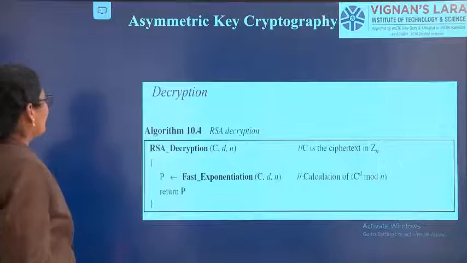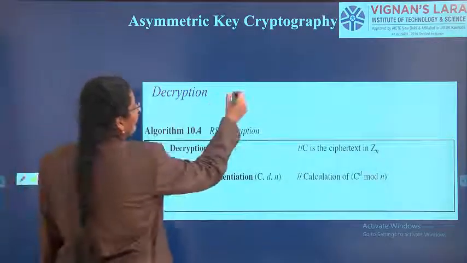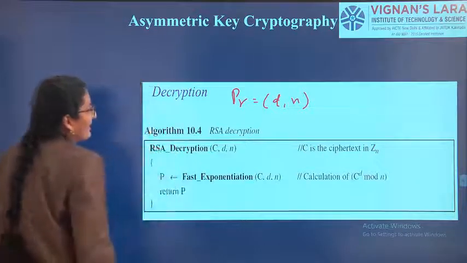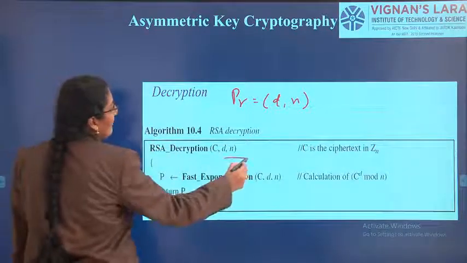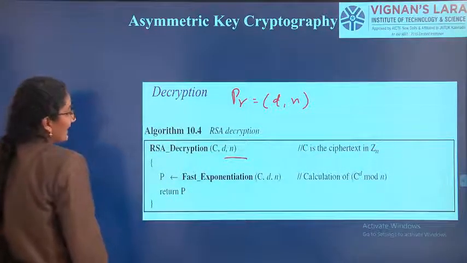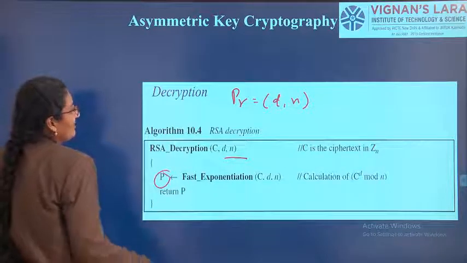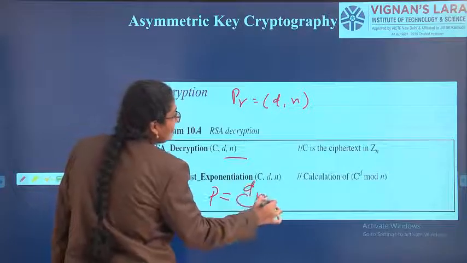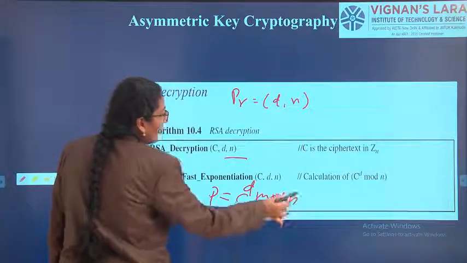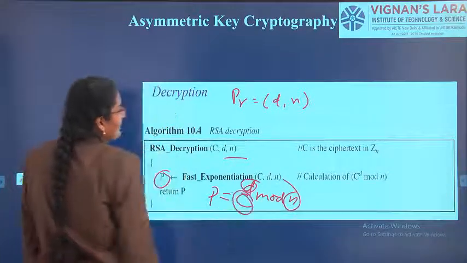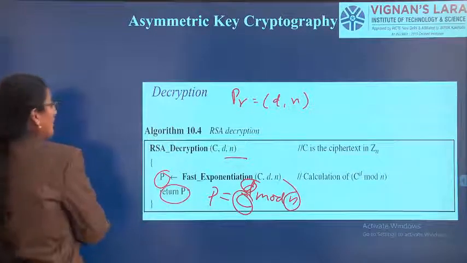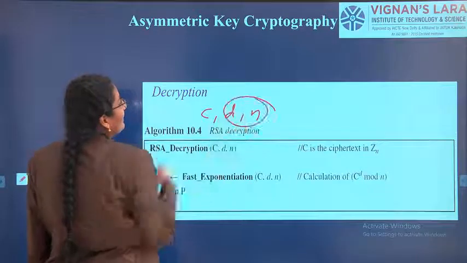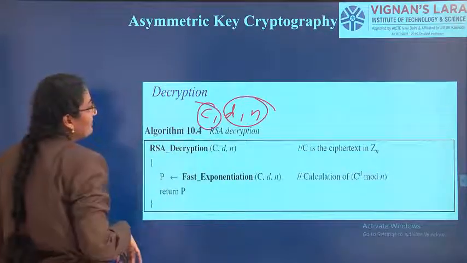The next one is decryption. For decryption, what do we need? We need the private key. What is the private key? D comma N. Decryption means you are getting the plain text from the ciphertext. So to get the plain text, you need ciphertext power D mod N, where you know all the values of N, D and C. Then you should return the P value. Here the parameters are C, D, N, where D and N are the private key and C is the ciphertext.